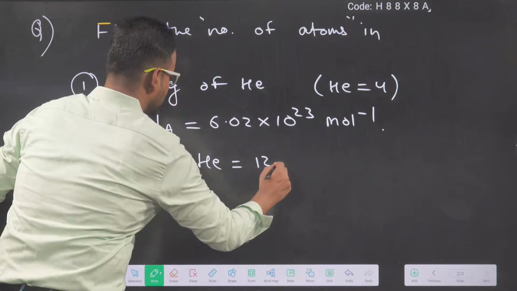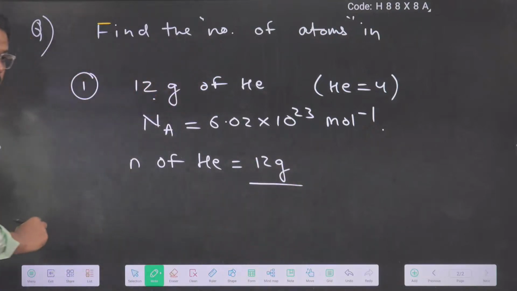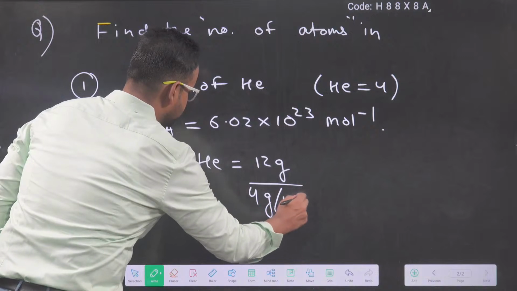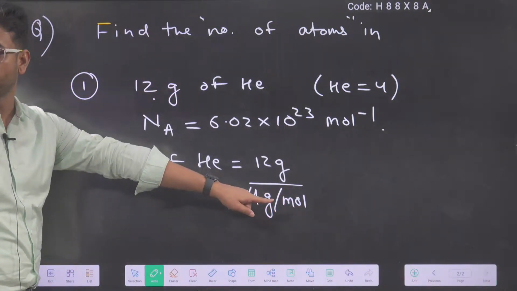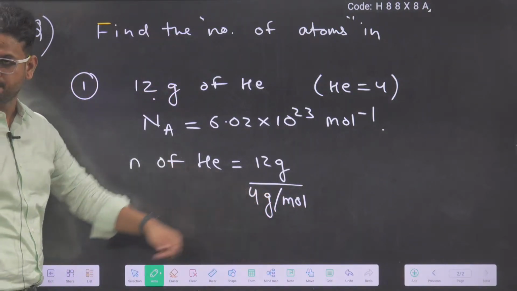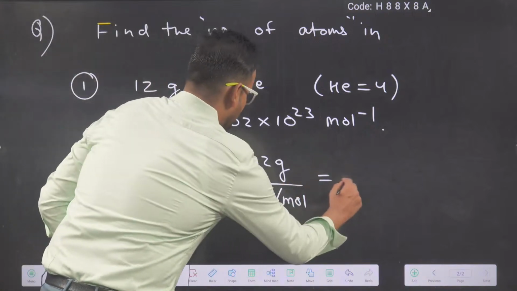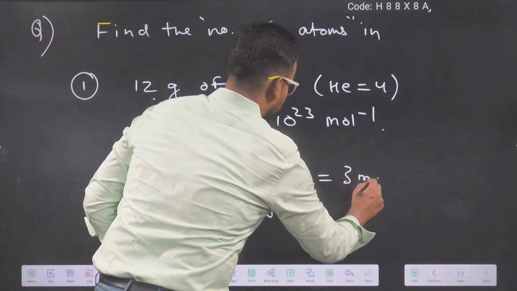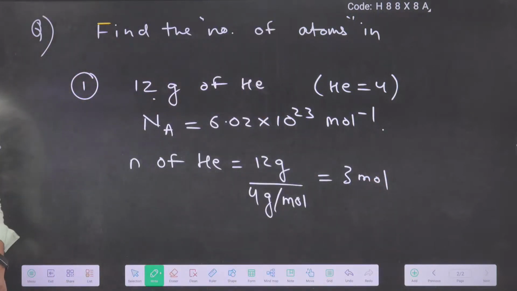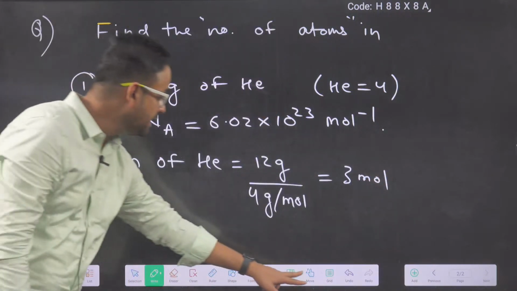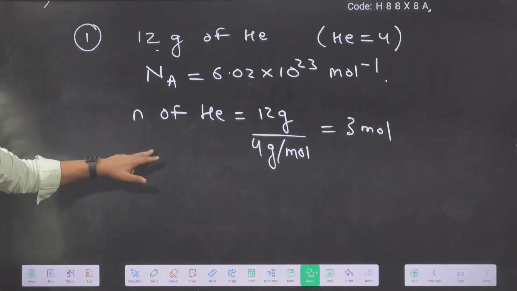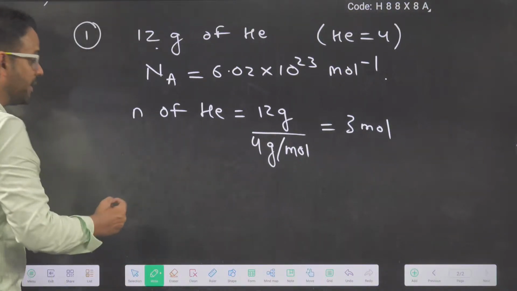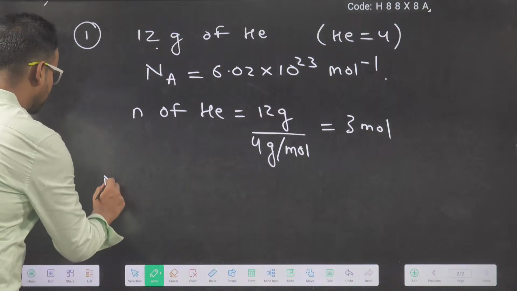Given mass is how much? 12 gram. Molar mass of helium is how much? 4 gram per mole. This is the unit of molar mass: gram per mole. So I am sure everybody can understand. Gram gets cancelled out and I get 3 moles over here. So I have 3 moles of helium atoms. 3 moles of helium atoms will mean how many helium atoms? So I will find the number of atoms.